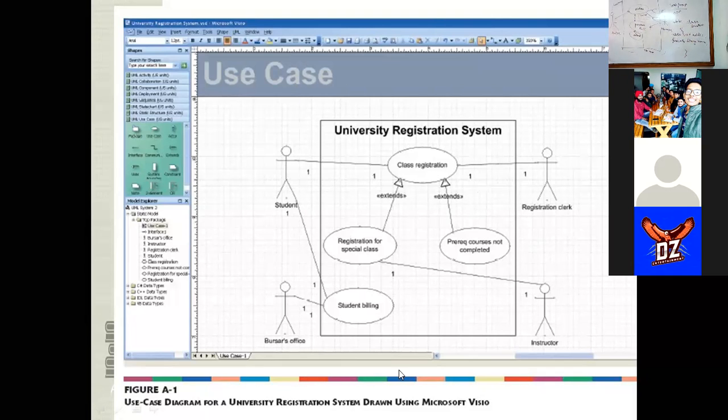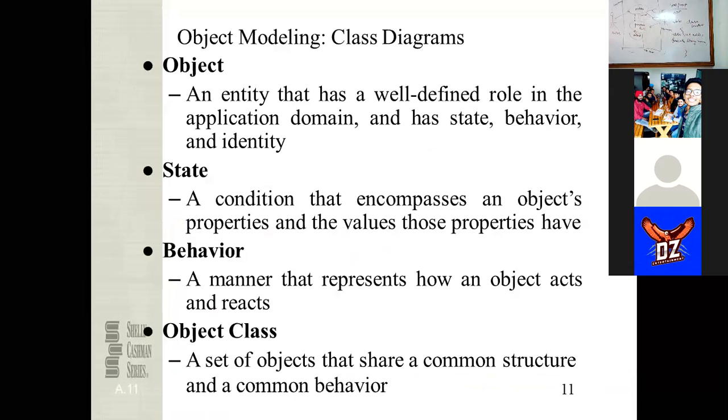This whole picture is a representation of the university registration system in Microsoft Visio. You can also draw use case diagrams in the software called Microsoft Visio. This software is freely available on the internet, so you can also install it and draw use cases of your problem under consideration. Now next is object modeling, or we can say the class diagram.